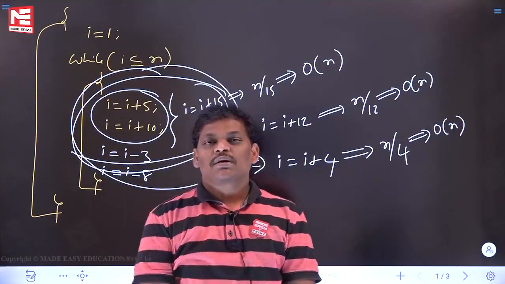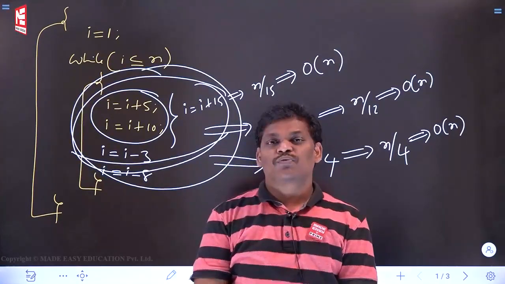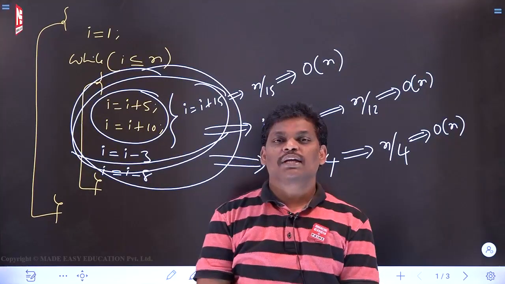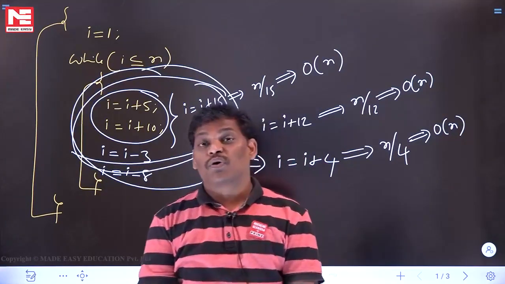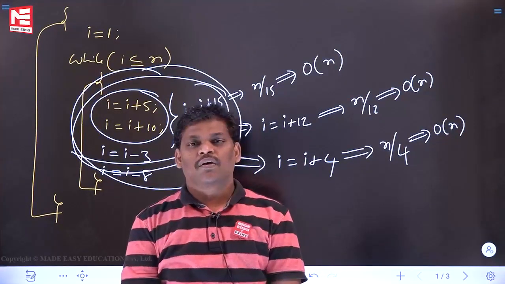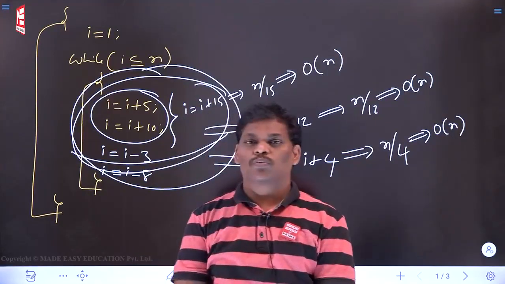So what I want to say: in the previous two problems, I kept them in separate loops. Before this problem, only minus; before that problem, only plus. Now I kept both of them in one loop.